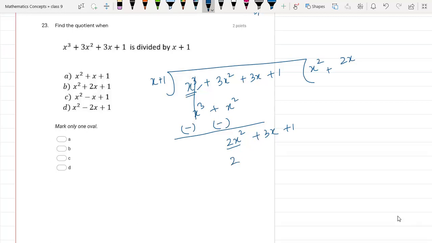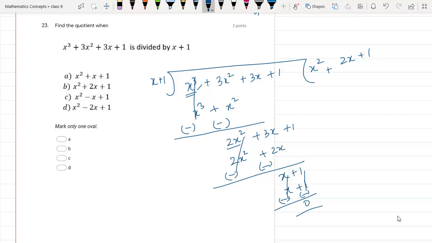Now 1 into 2x is 2x only. Again change the sign, cancel, x plus 1. Finally x into 1 is x only, and 1 into 1 is 1 only. So we again change the sign and they cancel, and the remainder is 0. Quotient is x square plus 2x plus 1, that is option number B.